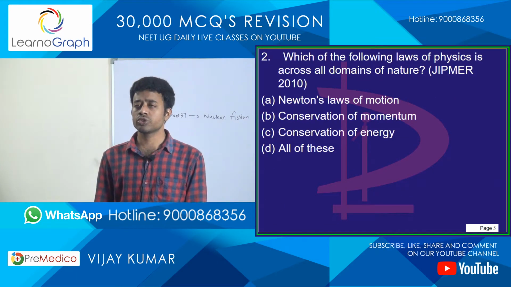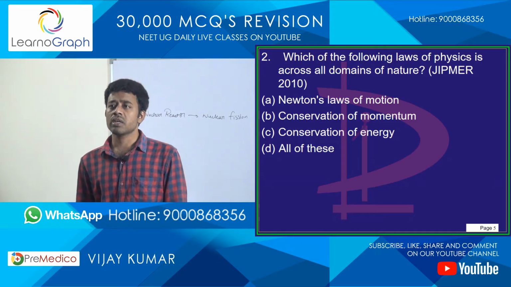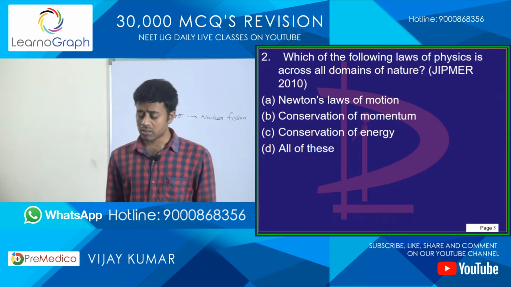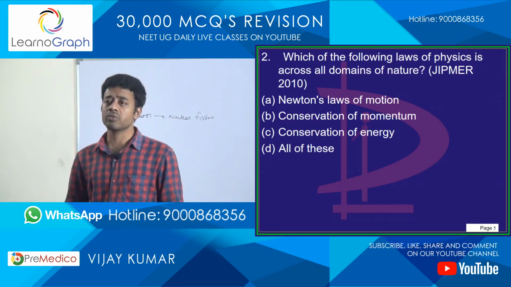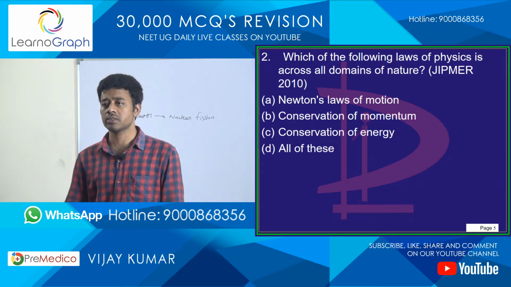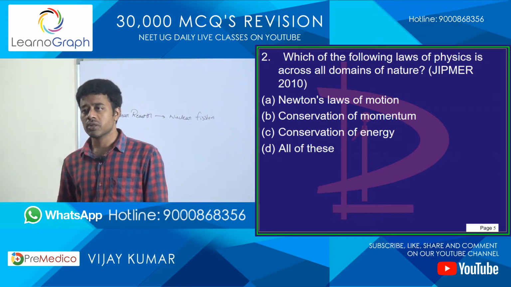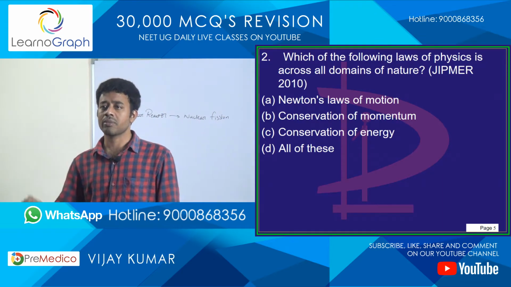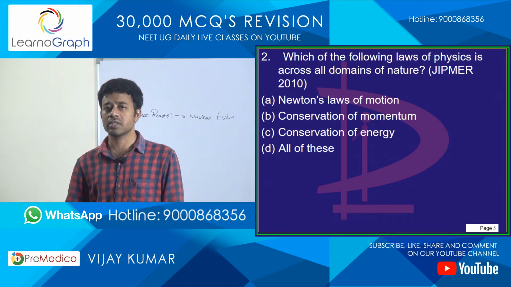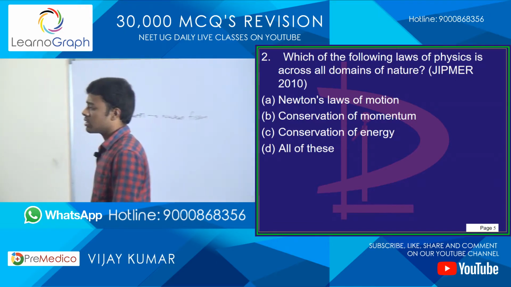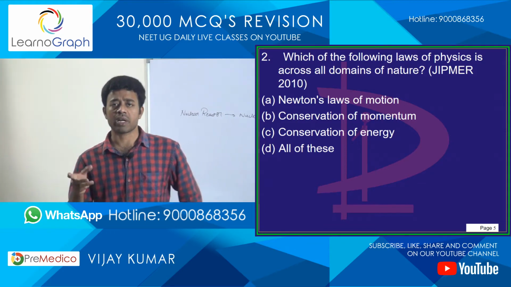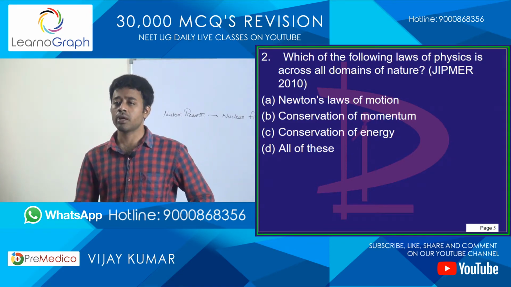Now we have question number 2: which of the following laws of physics holds across all domains of nature? Option A, Newton's laws of motion. We have been very fond of Newton's laws of motion, but one thing we have to understand is that they are applicable only if the particle size is more than 10 power minus 6 meters, that is 1 micrometer. If the particle size is less than 1 micrometer, we cannot apply Newton's laws of motion to study the motion.